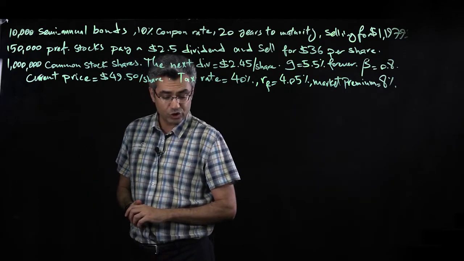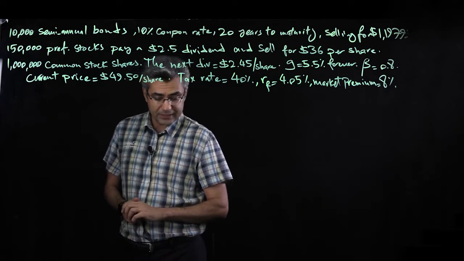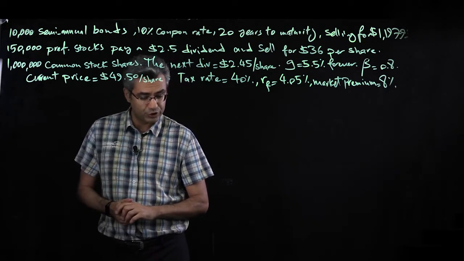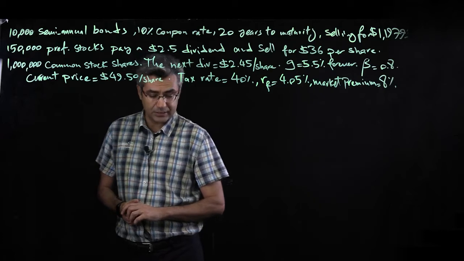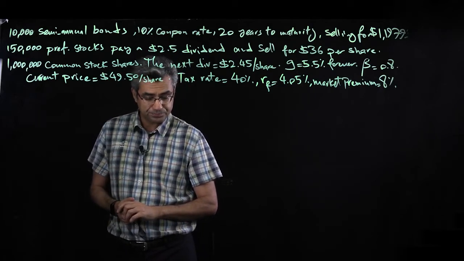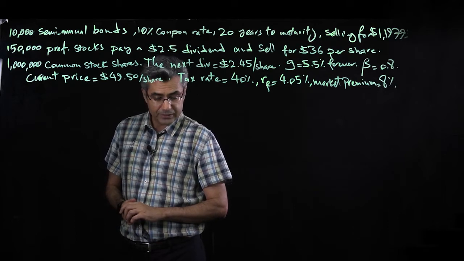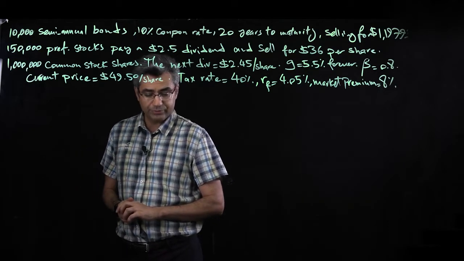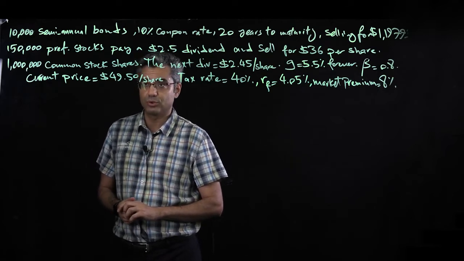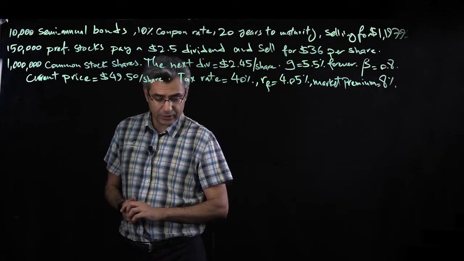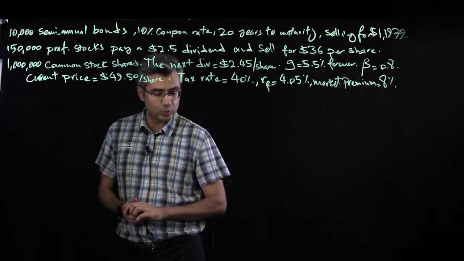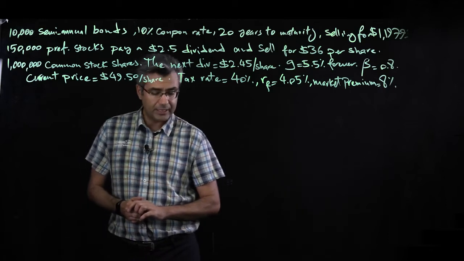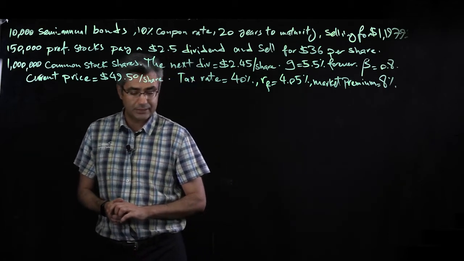The company has 1 million shares of common stock, and the next dividend will be $2.45 per share. The dividends are anticipated to grow at a 5.5% growth rate forever. And the stock currently sells for $49.50 per share. The beta of the stock is 0.8. Assume a 40% tax rate, a risk-free rate of 0.5%, and assume the market premium is 8%.